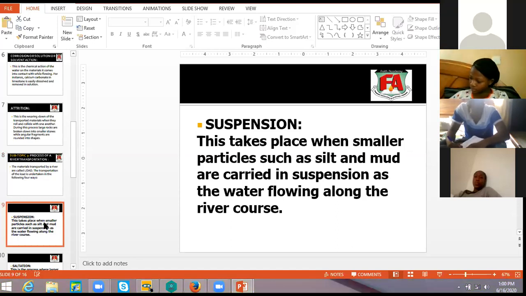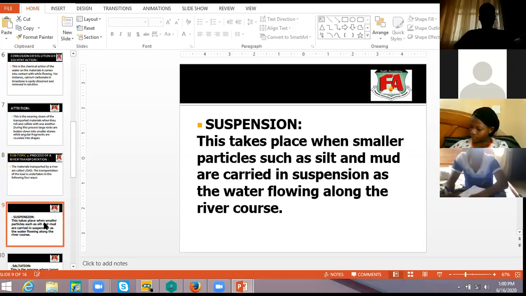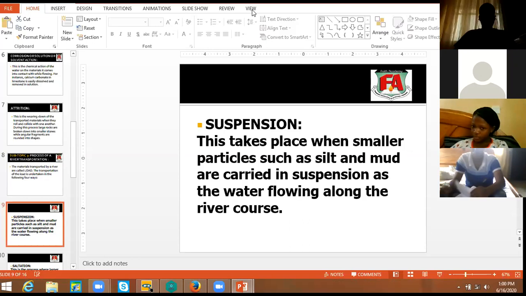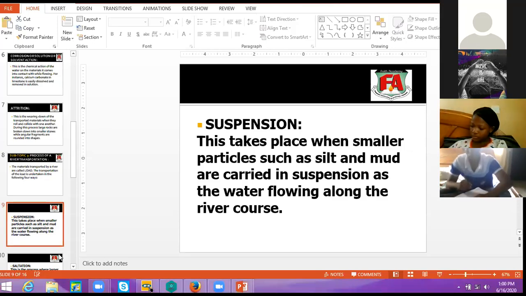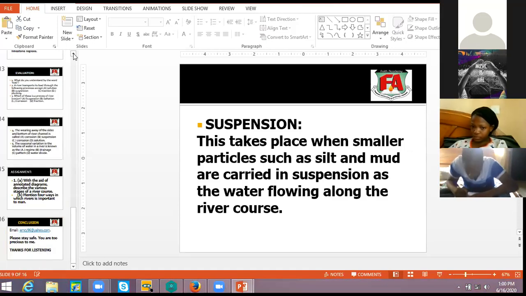As water flows, they flow a little and stop. Flow a little and stop. We call it what? Suspension. You know, under processes of river transportation. Now we are going to look at the next point, which is saltation.